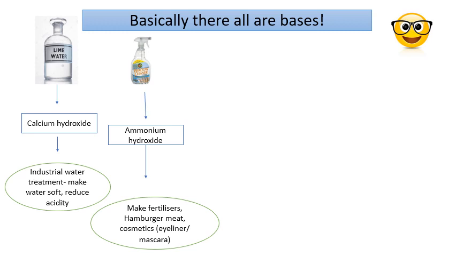See the window cleaner that you have, that is ammonium hydroxide. It's a base, again, ammonium hydroxide. Other than making window cleaner, it is also used to make fertilizers, because that ammonium, that is ammonia, is very good for soil and it improves fertility of the soil. Do you know ammonium hydroxide is also used in meat hamburgers, and as cosmetics in eyeliners or mascaras. For those who are using it, beware, you are actually applying a basic substance to your eyelids.